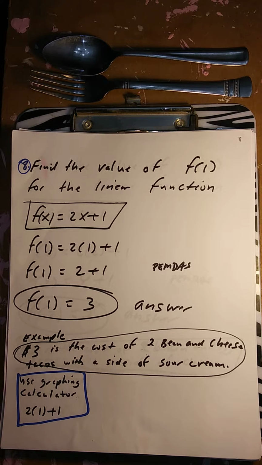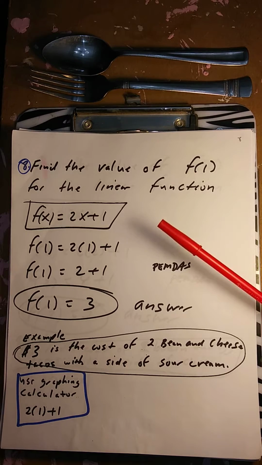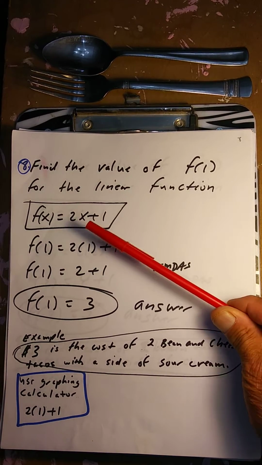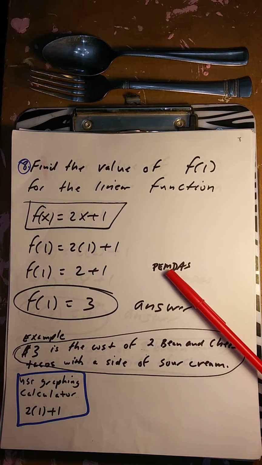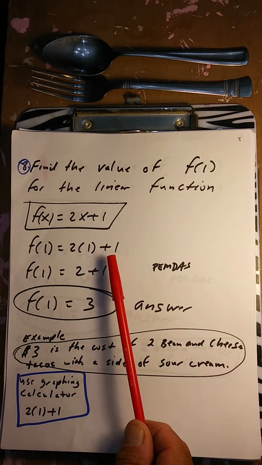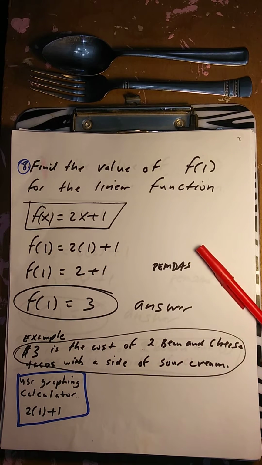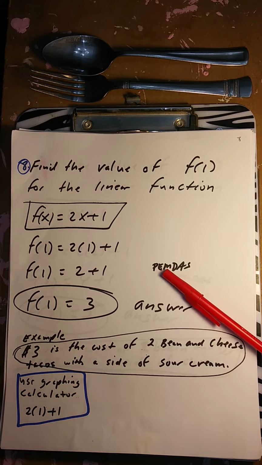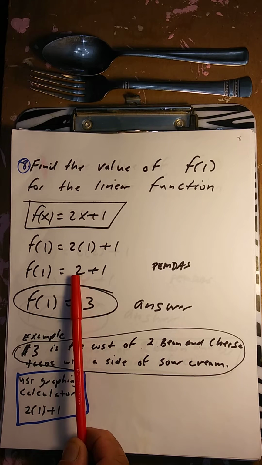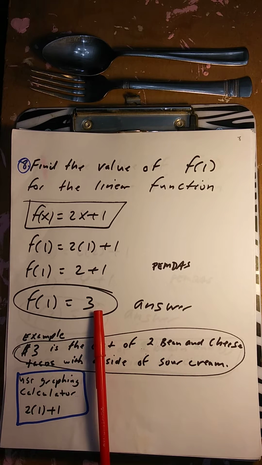Find the value of f of 1 for the linear function f of x equals 2x plus 1. Now, there's multiplication and addition. We're going to have to use order of operations, please excuse my dear Aunt Sally, which says you still put the 1 in there. f of 1 equals 2 times 1 plus 1. But multiplication is done first. Parentheses, exponent, multiply, divide, add, subtract. So we have multiplication. So 2 times 1 is 2, and 2 plus 1 is 3.